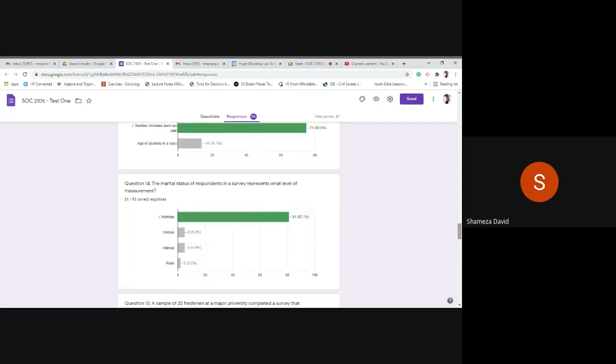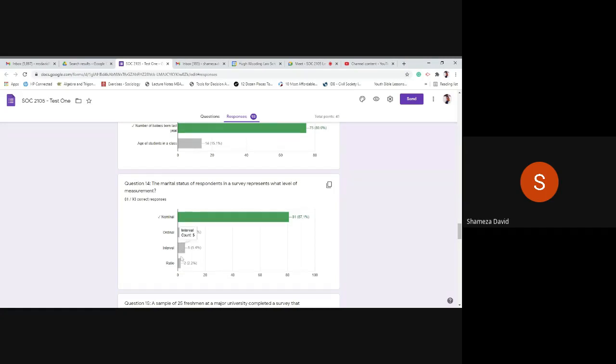The marital status question, again, most persons got this one correct. Marital status of respondents in a survey represents what level of measurement? And again, the only answer there that made sense was nominal. There's no rank in marital status. Married is not higher than single or divorced or widowed or whatnot.